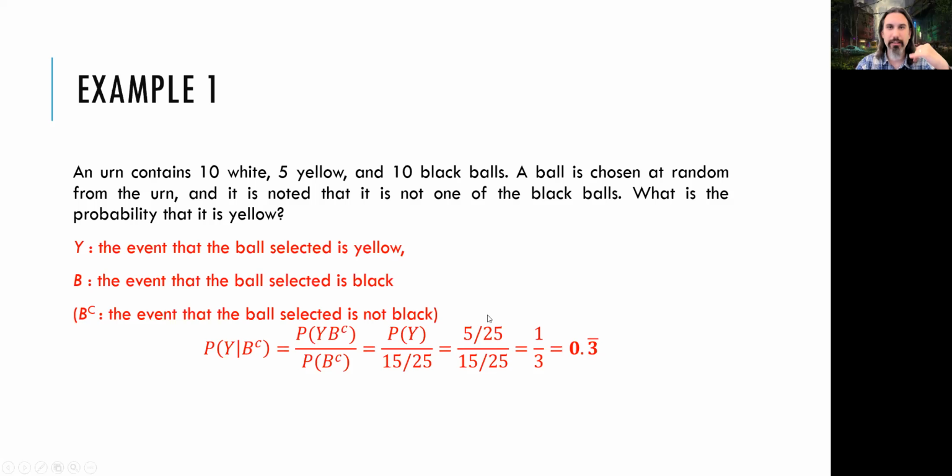The 5 over 15 gets simplified into 1 over 3. So we have a probability of 0.33333 of picking a yellow ball when we know that it's not a black ball. The ball we have chosen is not black. So this is how we calculate conditional probability.